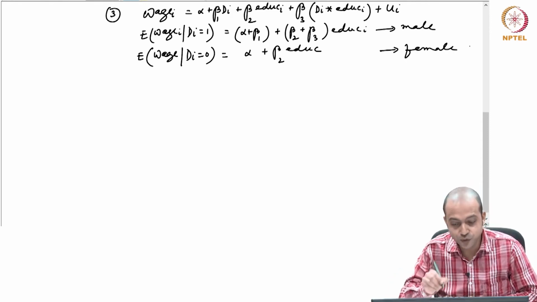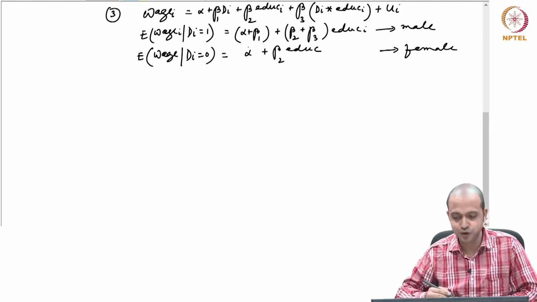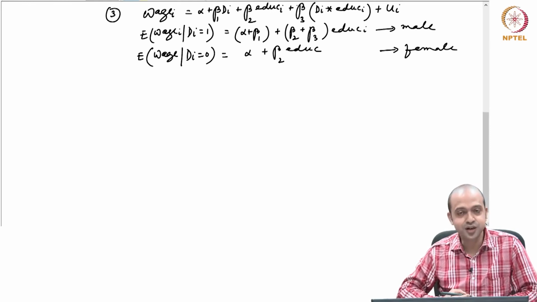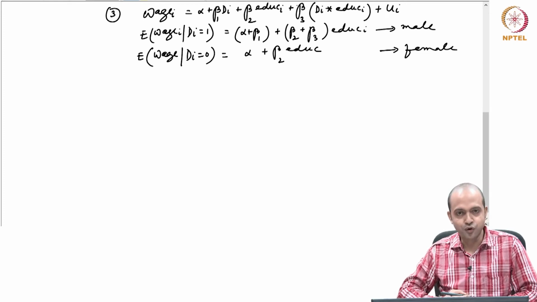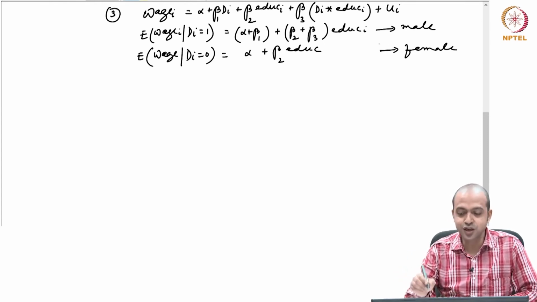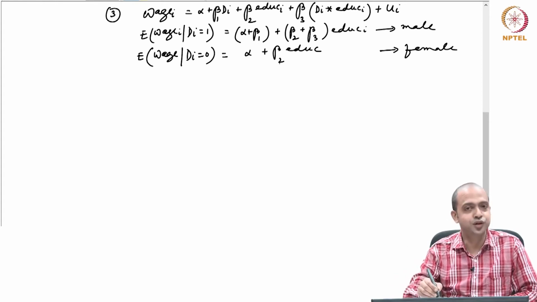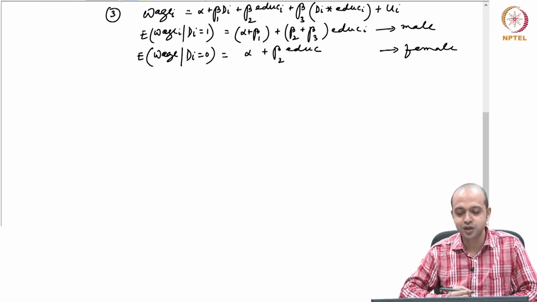Okay. So, from this we can say that beta 1 still indicates the differential intercept, but here beta 3 indicates the differential slope as well. So, for 1 extra year of schooling or education, while the male workers enjoy beta 2 plus beta 3 amount of increment, female workers enjoy only beta 2 amount. Okay, because the slope of the female workers is only beta 2.